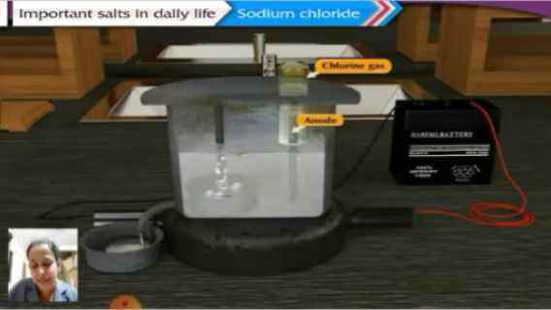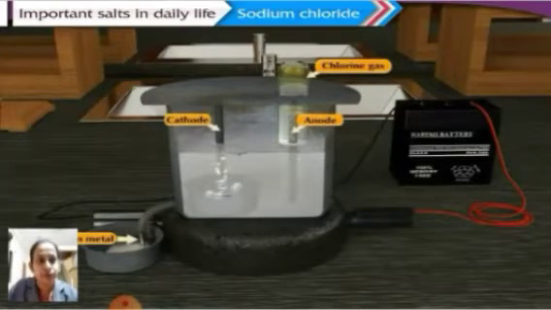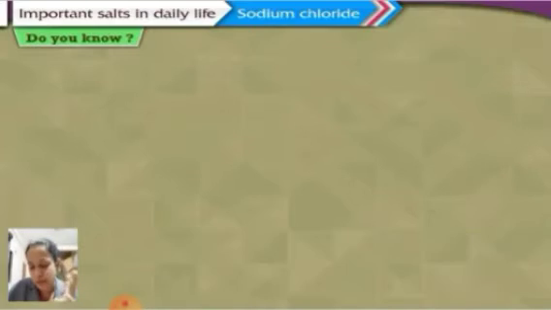So when fused salt is electrolyzed, again chlorine gas is released at the anode, and liquid sodium metal is released at the cathode. So you can see this. Two things I told you about the electrolysis of sodium chloride. One is in the dissolved state, dissolved meaning in the saturated condition. That means when it is dissolved in the water, it does not get further dissolved. That is called a saturated solution.